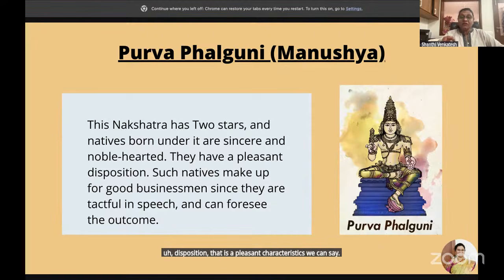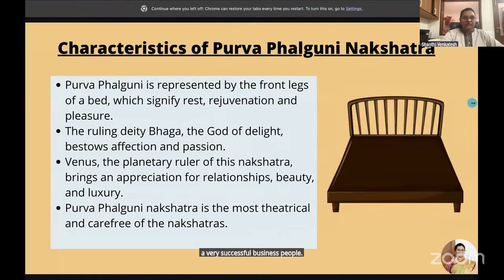They become very good business people since they are very good in speech and they have got a very good business sense. They can become very successful business people. And the symbol for Pubba Nakshatra are the front two legs of a cot. That is the symbol for Pubba Nakshatra.